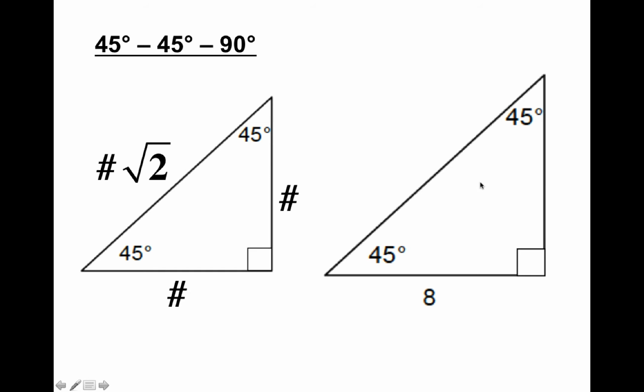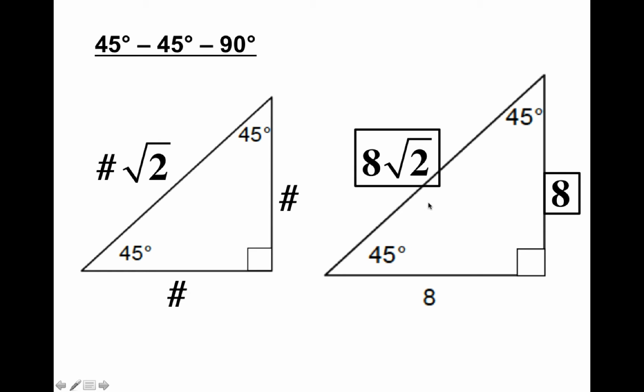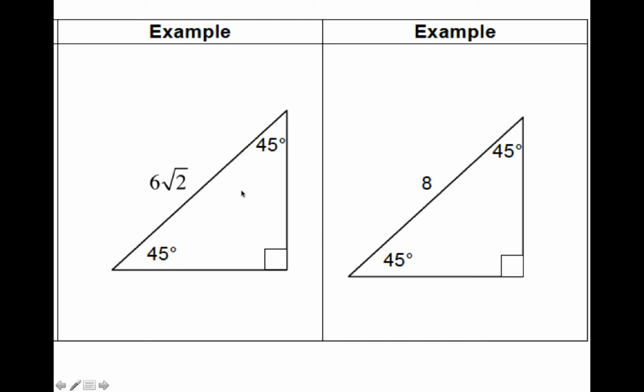So for example, in this picture here, we have a 45, 45, 90. If this leg is 8, then this leg is also 8, and then the hypotenuse is that number times the square root of 2. So it would be 8 square root 2. If we're given the hypotenuse is 6 square root 2, then that means that the legs are both 6 to make that pattern hold. This was a little bit tricky though because the hypotenuse does not have the square root of 2. So in this case, we're going to divide by the square root of 2 to find the legs.